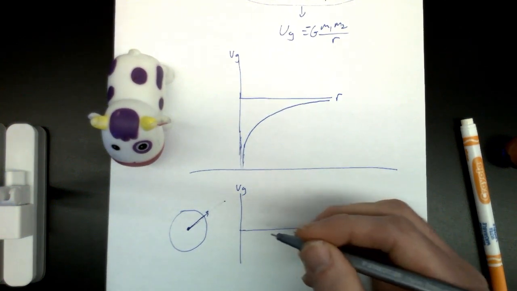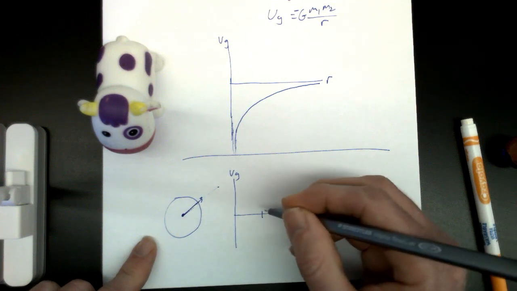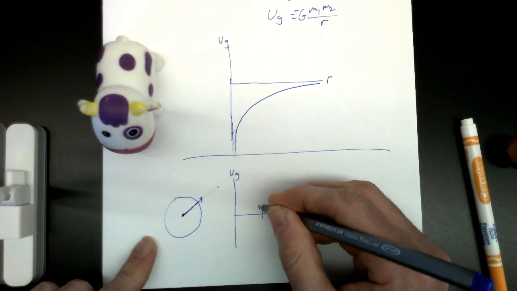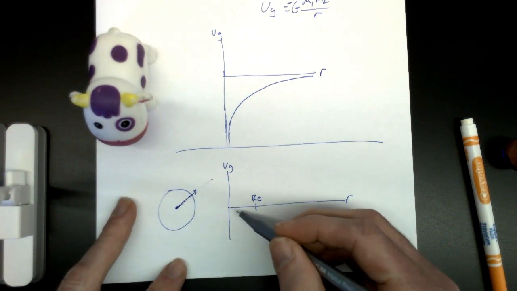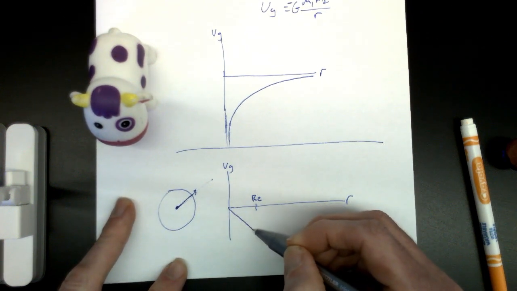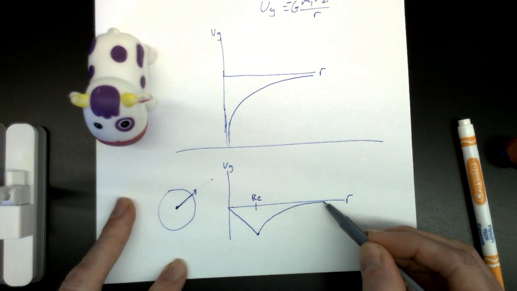So I'm just showing you this. This requires a little bit more than just 30 seconds of time right here. But I'm going to put on this r-axis right here the radius of the Earth like that. So this graph is going to look like this. It's going to increase until it hits the radius of the Earth, and it's going to decrease like that.